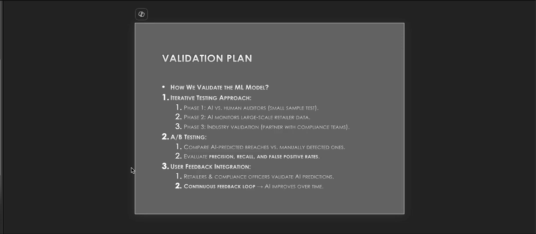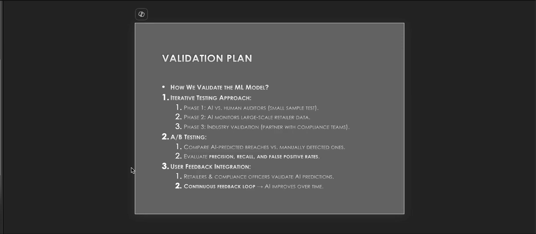So phase one, AI versus human auditors. Phase two, AI monitors large scale retail data. Phase three, industry validation. Compare AI predicted breaches versus manually detected ones, A/B testing. Evaluate precision, recall and false positive rates. That's very important. We saw a lot of false positives in the testing I did.